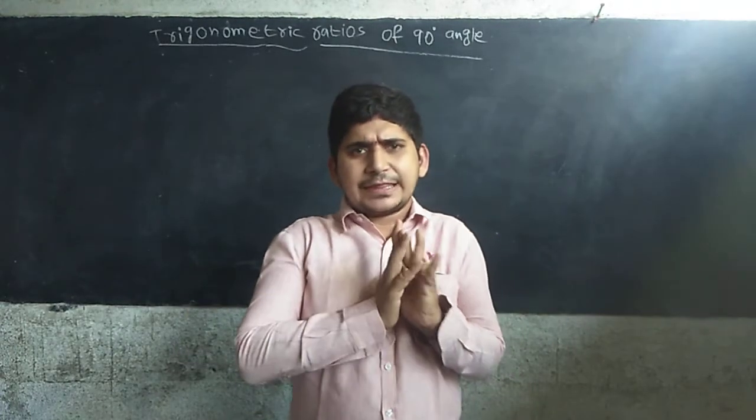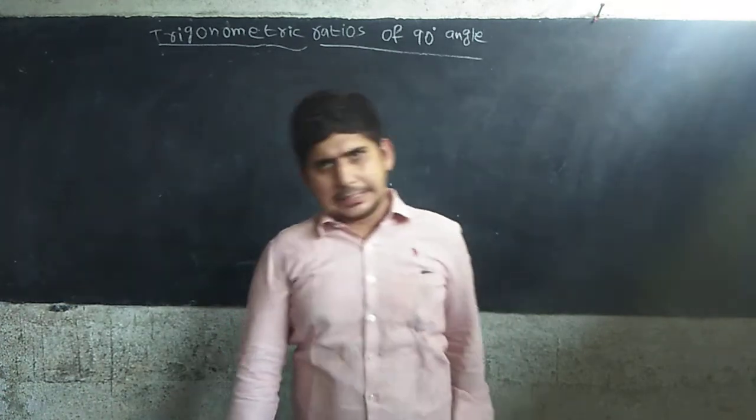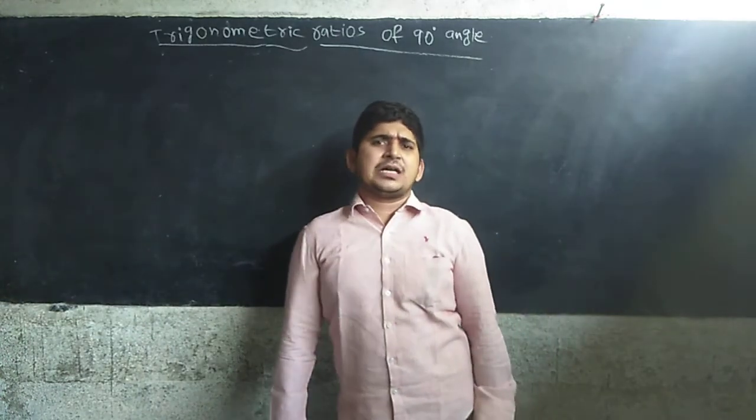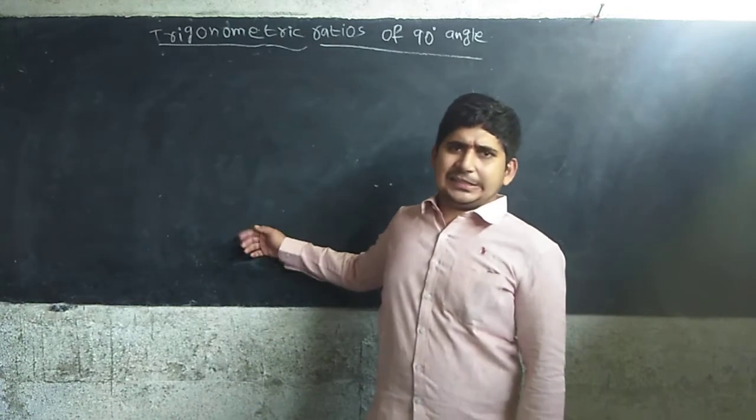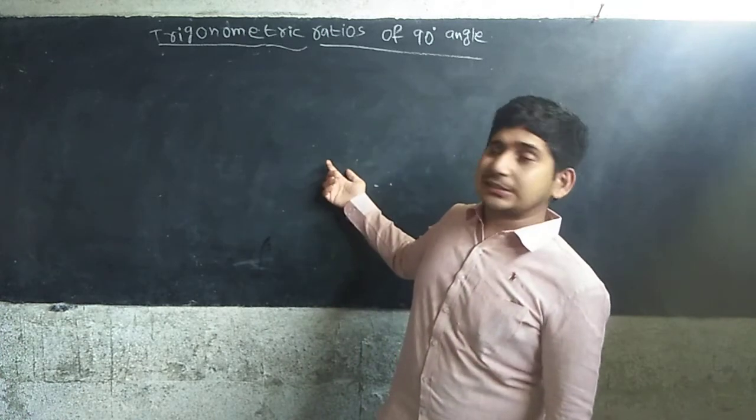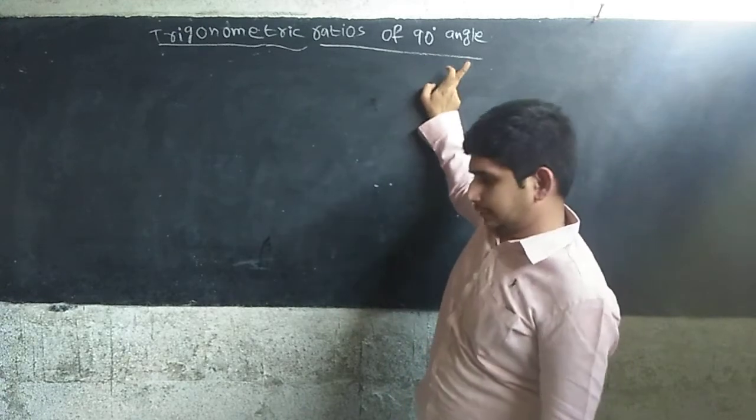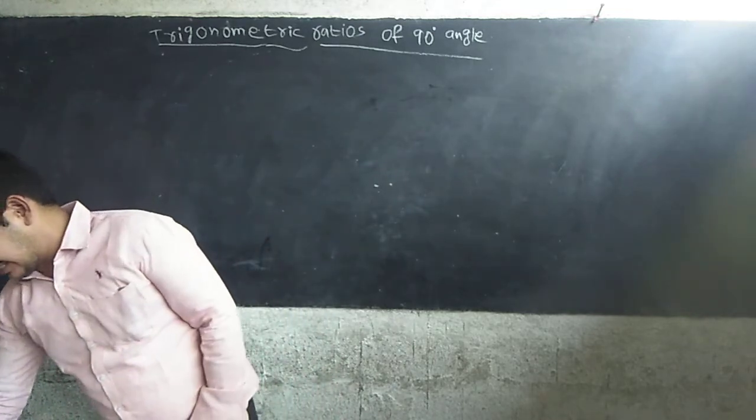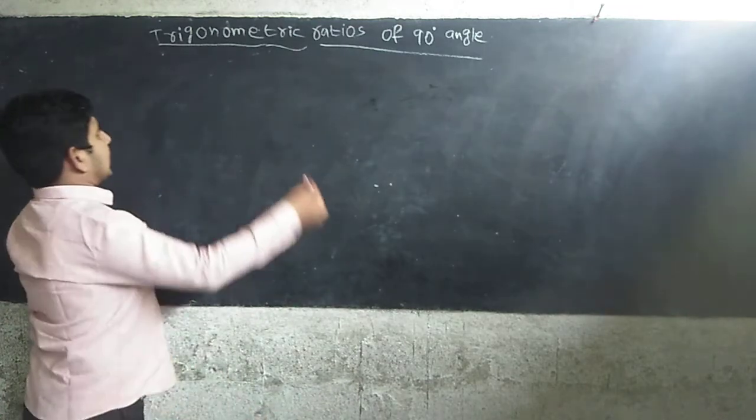My dear 10th class students, in the previous class we discussed trigonometric ratios for the angle 45 degrees. Now in this section we are going to discuss trigonometric ratios for the 90-degree angle. To obtain them, we have to consider one triangle ABC.